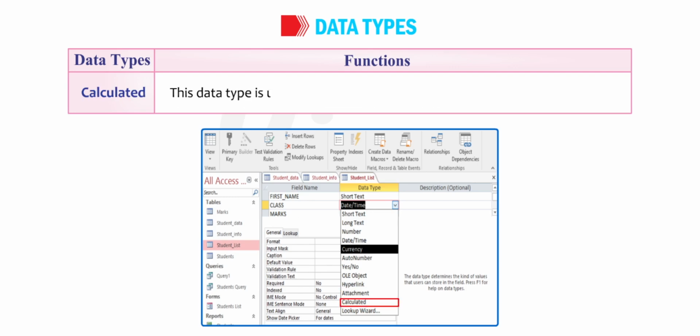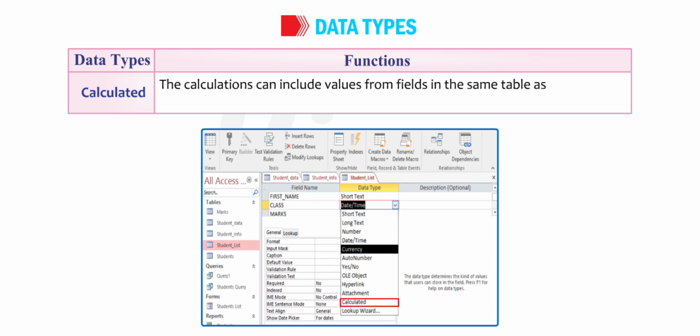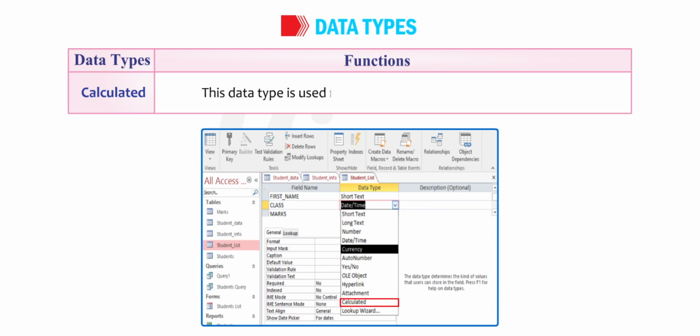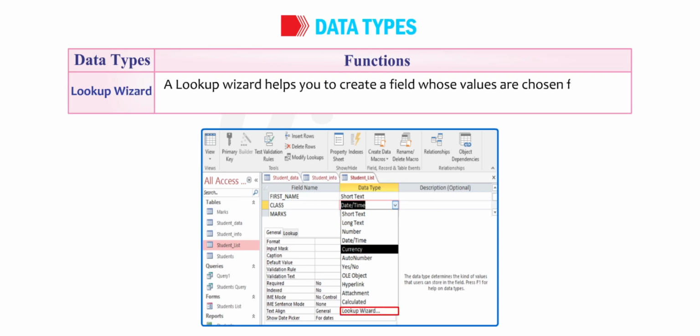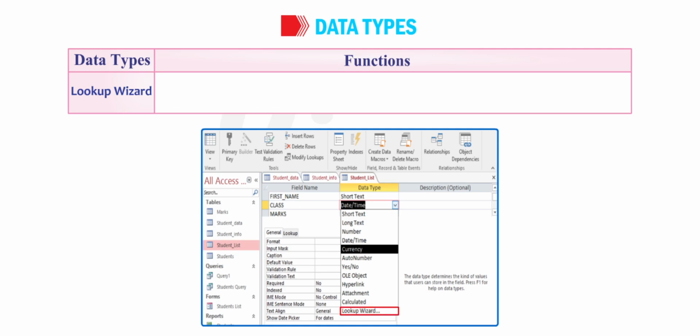Calculated. This data type is used when a user creates table fields that calculate values. The calculations can include values from fields in the same table as well as built-in Access functions. This data type is used mostly in the case of queries, forms and tables. Lookup wizard. A lookup wizard helps you to create a field whose values are chosen from the values in another table, query or list of values. By default, Access sets lookup fields to the number data type.